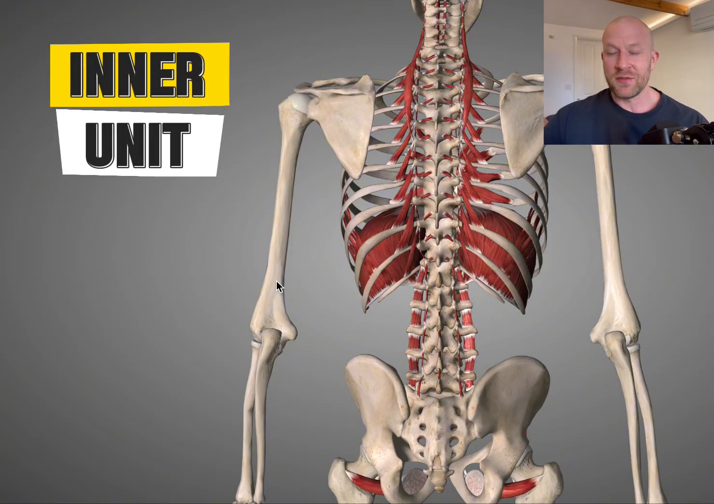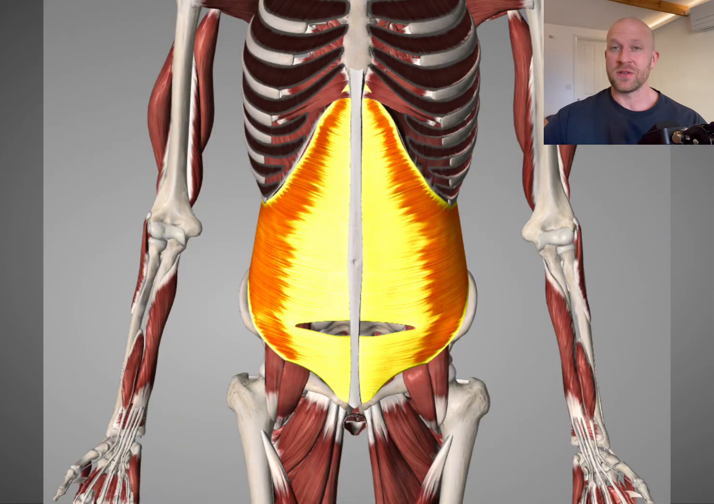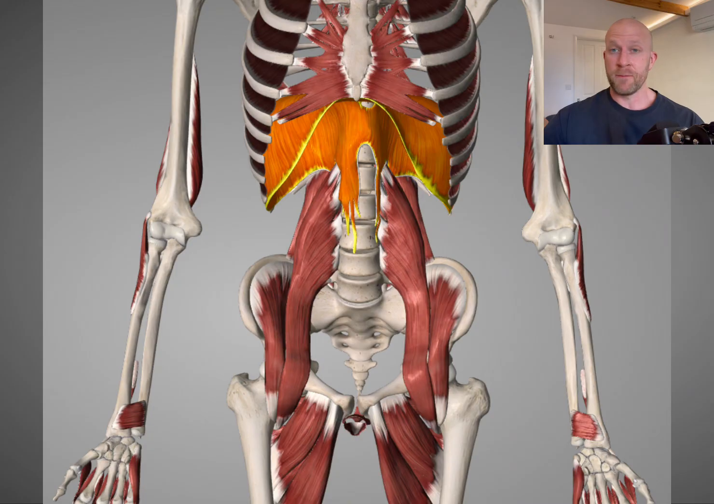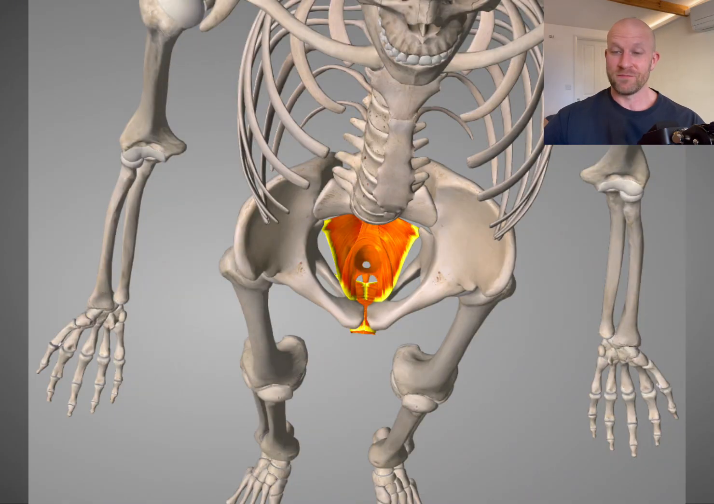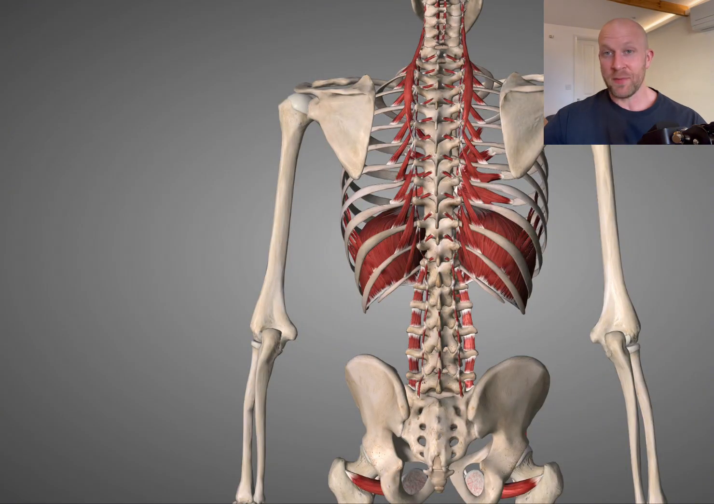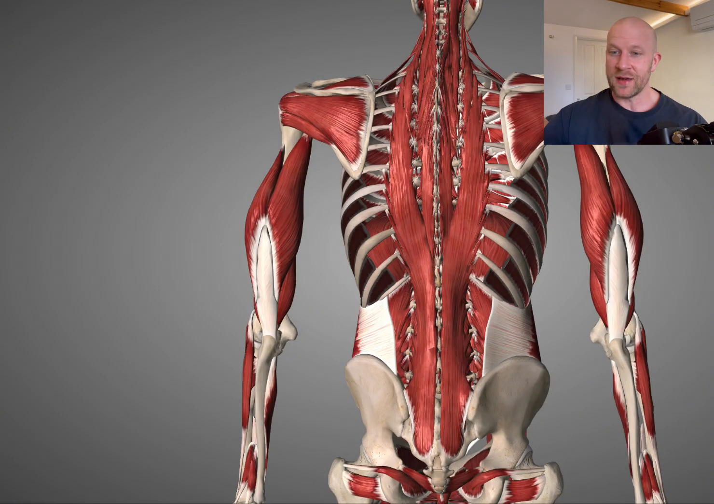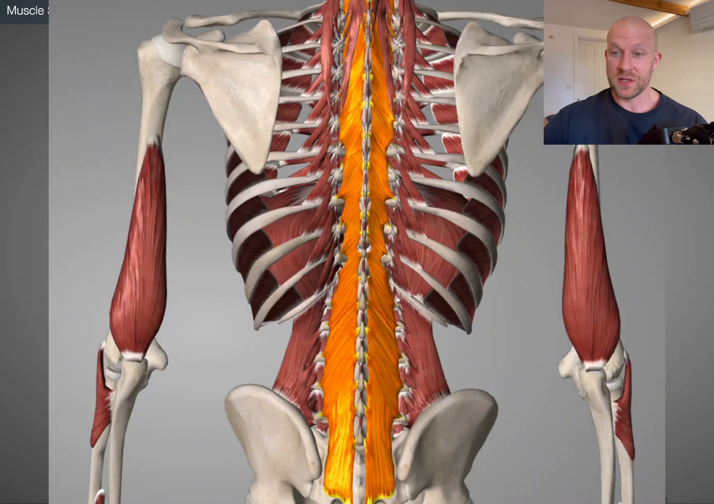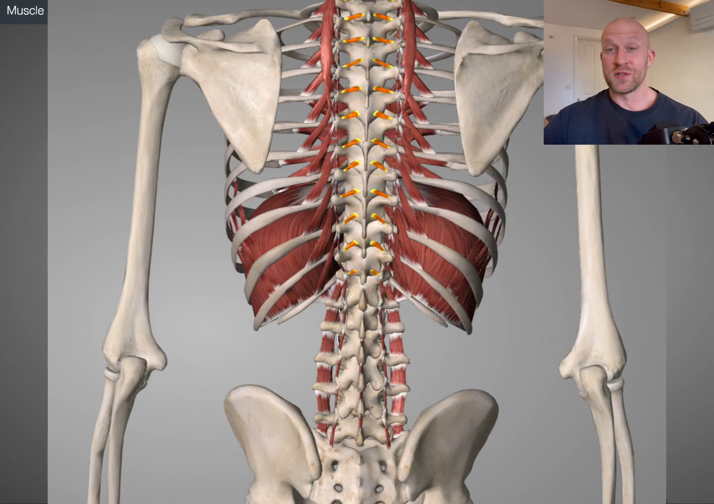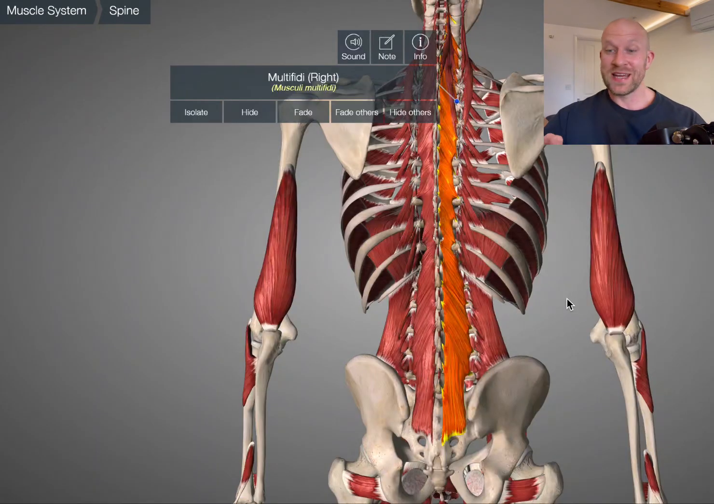Strip that layer off onto the inner unit, and we've got the drum. We've got the outer skin of the drum, which is the TVA or transverse abdominis. We've got the top of the drum, which is the diaphragm, and the bottom of the drum, which is the pelvic floor. We've also got the zip at the back that keeps everything together in the multifidus group. So multifidus, rotatores, and semispinalis.